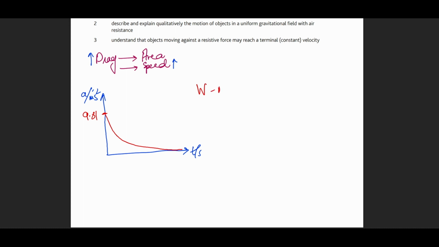Because that would be weight minus drag equals ma. We know that weight does not change. The drag increases because of speed. Mass is not changing, so the acceleration starts decreasing. So this is what the graph looks like. It eventually becomes zero at the time of terminal velocity.